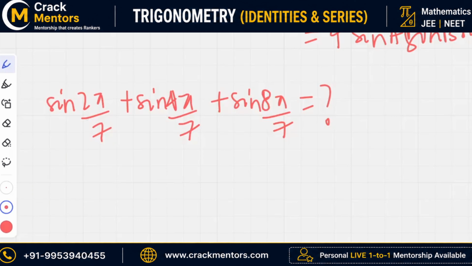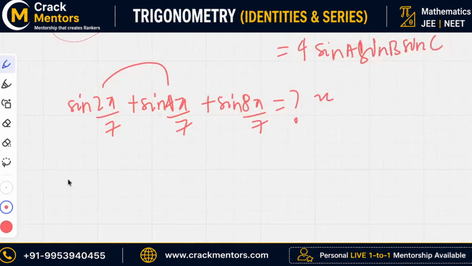You said sine 6 by 7 is the answer? No, I did not say that. Okay, so what we can do is let this be x. No, wait, I'm almost there. I don't know the exact value though. I think it's root 7 by 2. Okay, root 7 by 2.